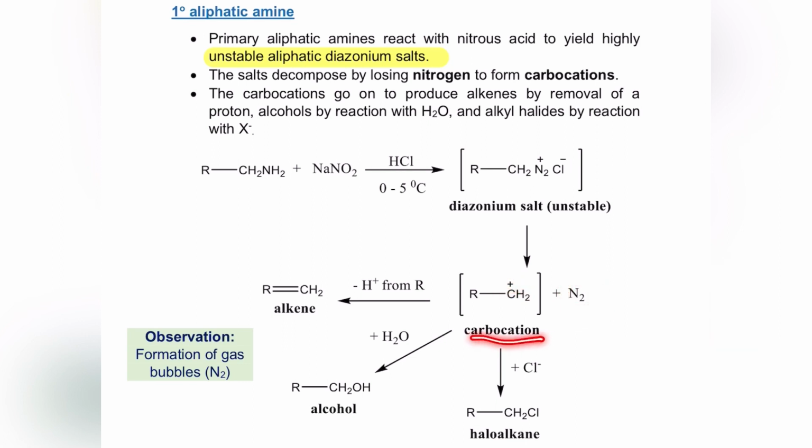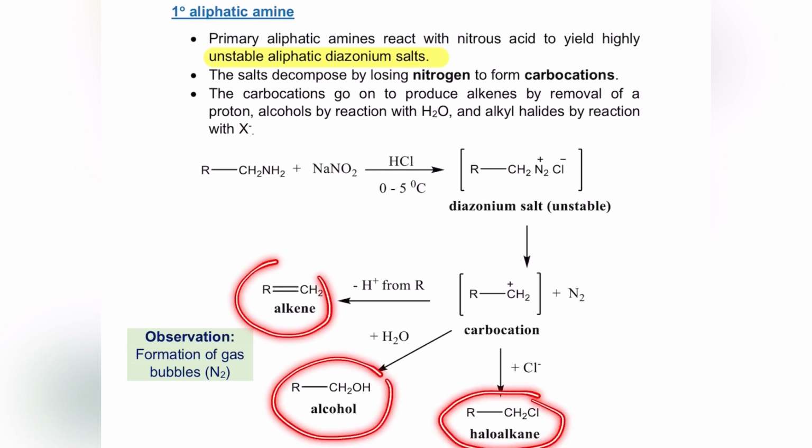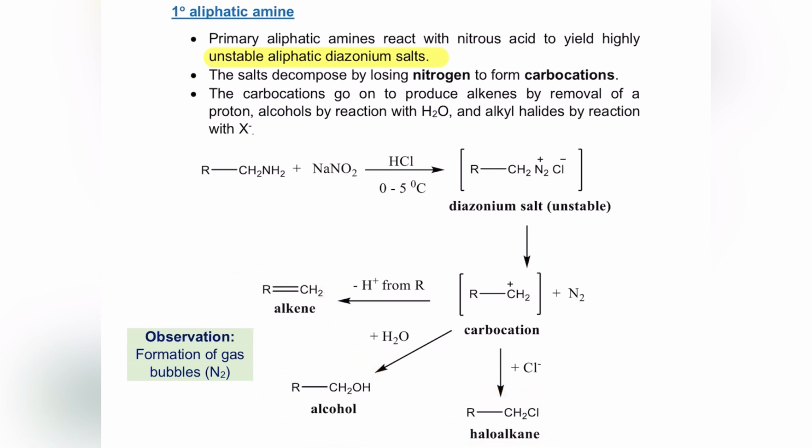This carbocation, kita boleh further the reaction dengan cara kita buang hydrogen untuk dapatkan alkene. Ataupun kita tambah water dekat carbocation ni untuk dapatkan alcohol. Or another way, kita tambah Cl- untuk dapatkan haloalkane. So observation yang awak dapat daripada formation of these three classes of compounds adalah formation of nitrogen gas, iaitu our gas bubbles.